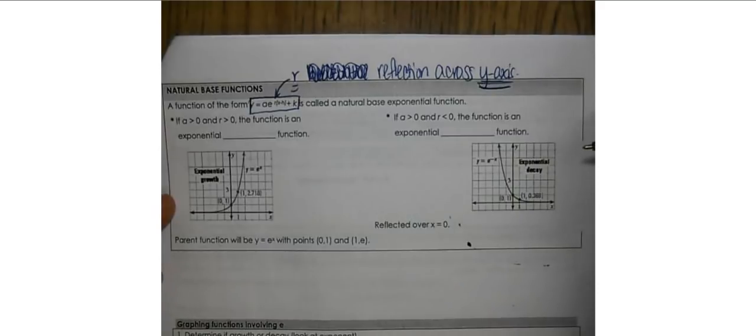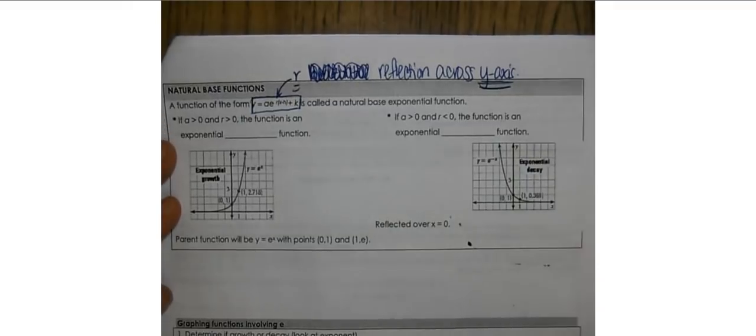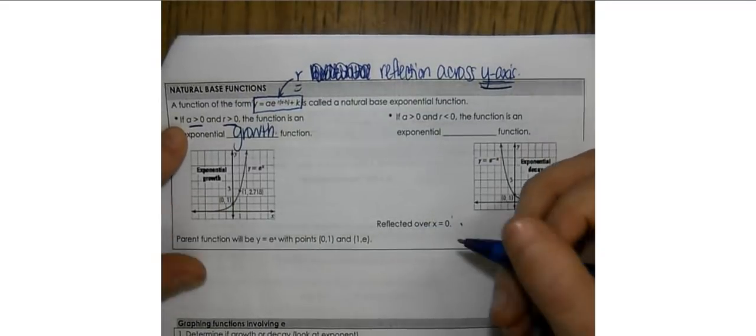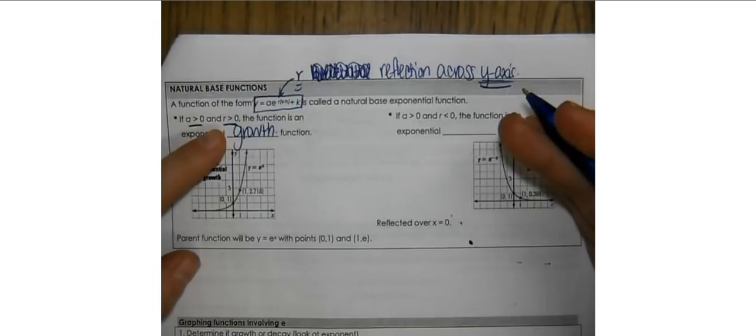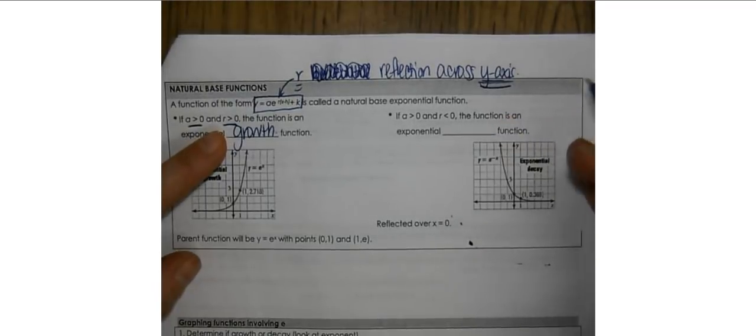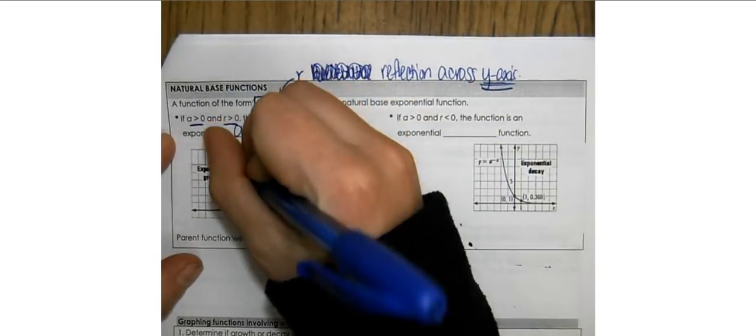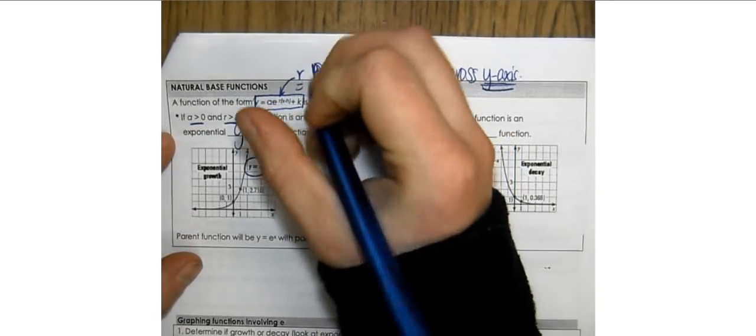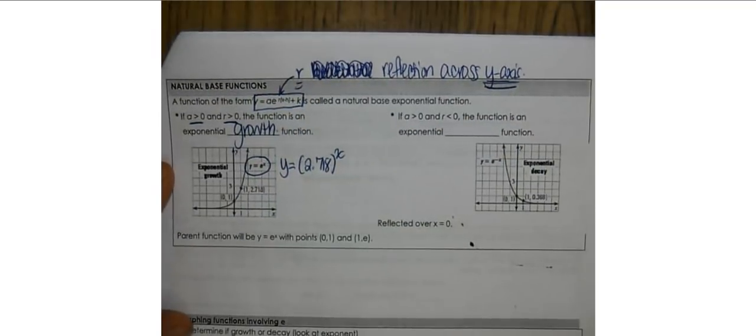Everything else that we have already learned when it comes to exponential functions is going to be the exact same. Please note that if a is greater than 0 and r is greater than 0, then the function is an exponential growth function. So your a value is positive and your r value is positive as well. This is exponential growth for y equals e to the x, because technically this is y equals 2.718 to the x power, and 2.718 is a base that is larger than 1, which indicates exponential growth.